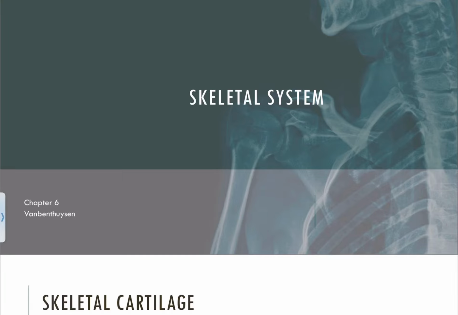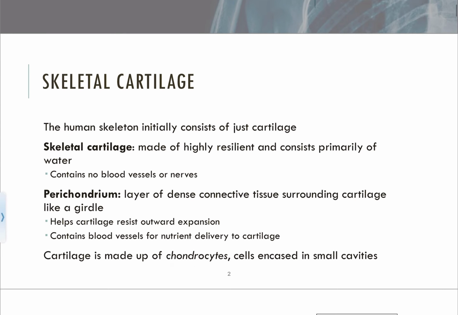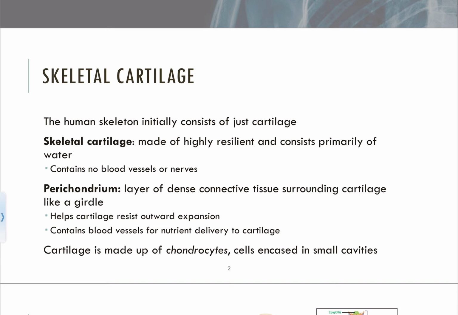Okay, in this lecture, we're going to start with introducing the skeletal system. And so we'll start with Chapter 6, Section 1. Something to keep in mind when we talk about developing all of our bones in our body is that initially in a fetus, our entire human skeleton is made of just cartilage and some fibrous membranes.